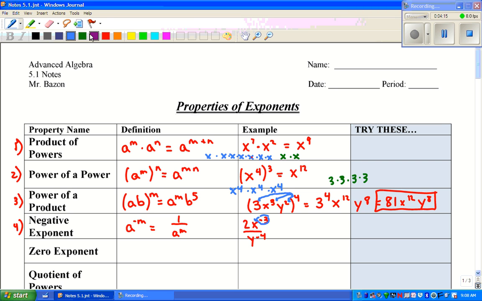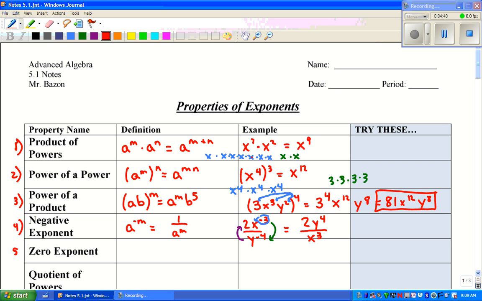So what happens is you're going to take this and move it down to the bottom, and it's going to become positive. You're also going to take this and move it up to the numerator. So when you rewrite this one as a simplified expression, it should be 2y to the 4th. You moved it from the denominator to the numerator, and then you have x to the 3rd in your denominator.